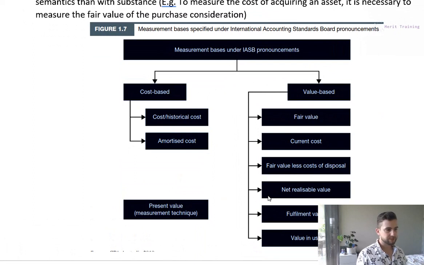There's a few different ways. There's the cost-based categories and there's the value-based categories. So cost-based is the ones where you just recognize how much you paid for it. So cost/historical cost or amortized cost. And this is basically where you record a book value, and then you may or may not depreciate it / amortize it.